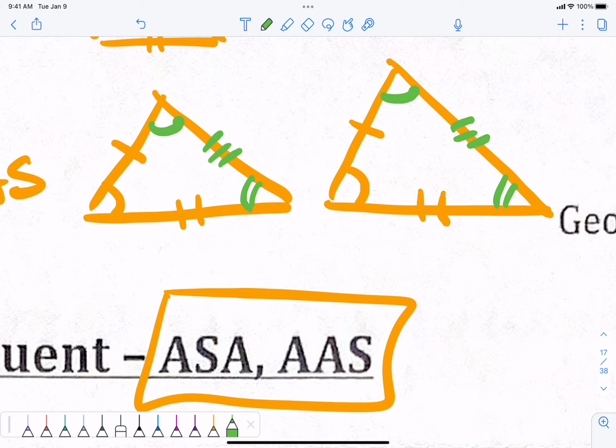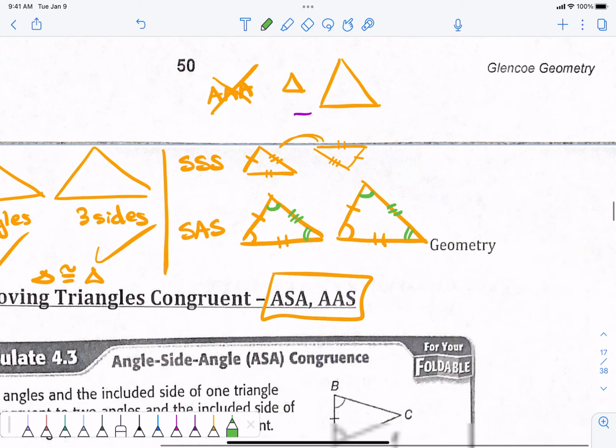But if they give me the other stuff, whoop, QuickTime Player quit unexpectedly. But it's still going. Okay, whatever. If they give me the stuff in orange, they give me those 3 things, the green things have to take place. Those just have to happen, right? So there's no way of drawing these triangles and having the 3 things happen, but the other 3 things not happen, okay? So we have those 3 shortcuts, right?